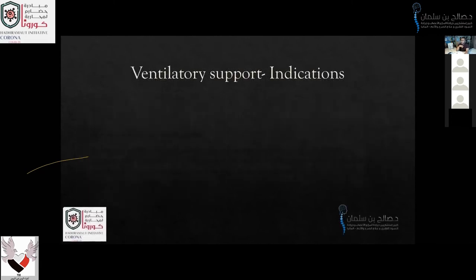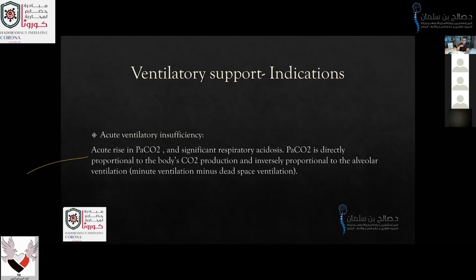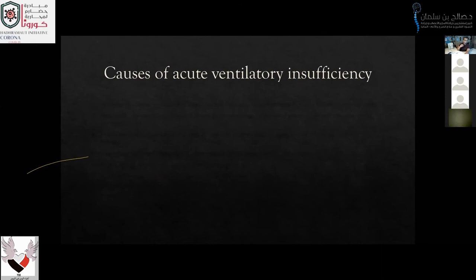The ventilatory support indication, acute ventilatory insufficiency: acute rise of the PCO2 and significant respiratory acidosis. The PCO2 is directly proportional to the body's CO2 production and inversely proportional to the alveolar ventilation, which is minute ventilation minus dead space ventilation. We will come to this terminology.